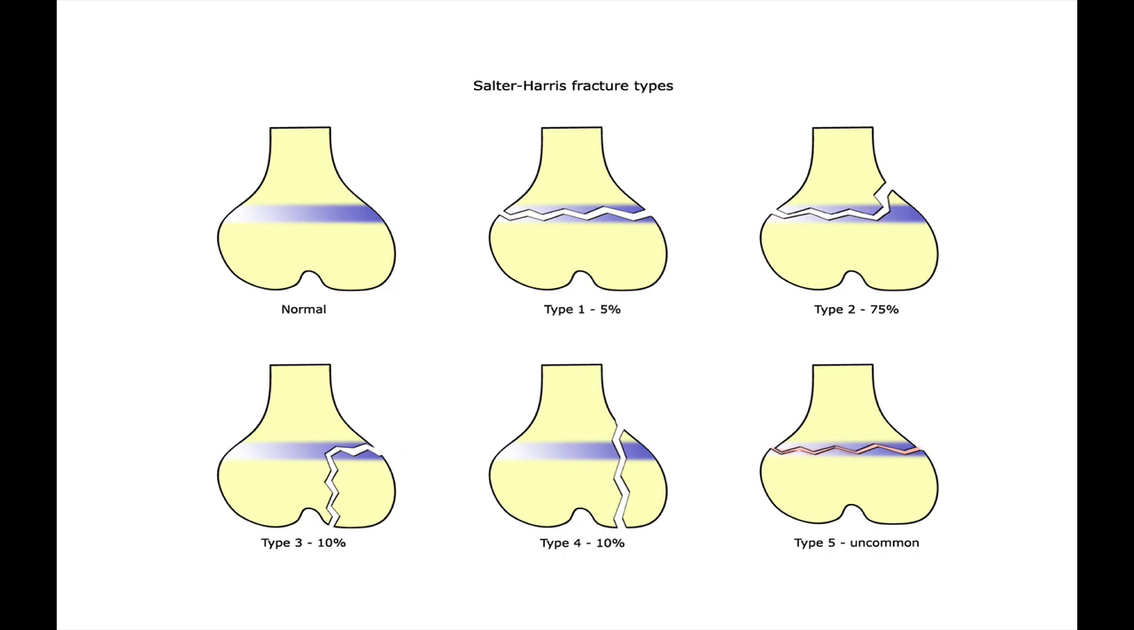S, type 1, is slipped. The fracture separates the epiphysis from the shaft. A, type 2, is for above. The fracture line runs above the plate, usually with a triangular fragment of metaphysis. L, type 3, lower. The fracture line runs below the plate, so the fragment is part of the epiphysis. T, type 4, through. The fracture line runs through the epiphyseal plate, giving a fragment of metaphysis and epiphysis. R, type 5, rammed. The ends are rammed together and the epiphysis is crushed.